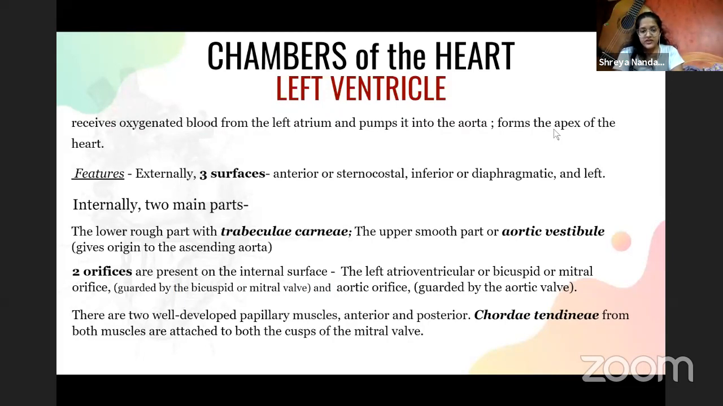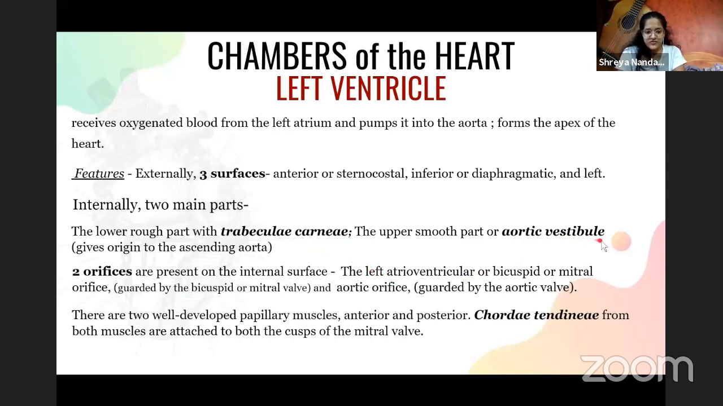The features include, externally, this chamber has three surfaces, that is the anterior or the sternocostal surface, inferior or the diaphragmatic surface, and the left surface. And internally, this chamber is divided into two parts, that is the lower rough part with the trabeculae carneae and the upper smooth part or the aortic vestibule.